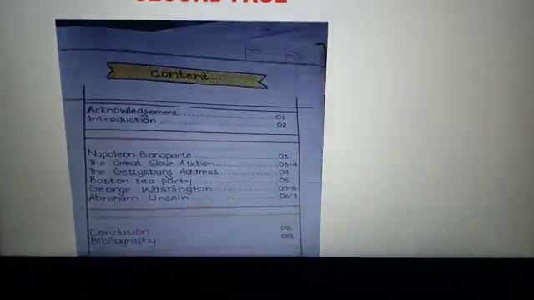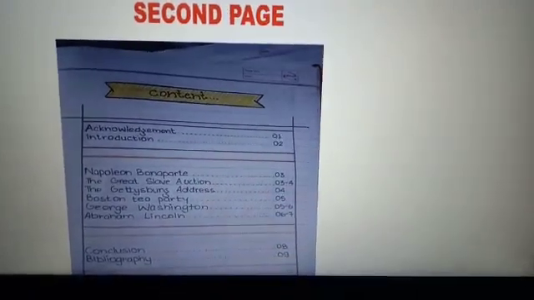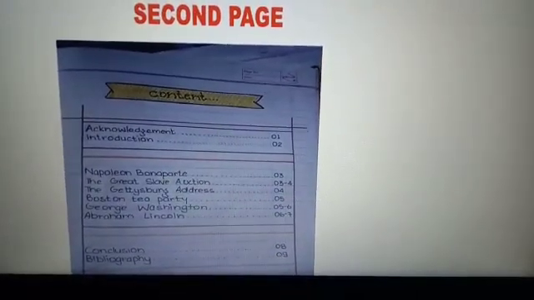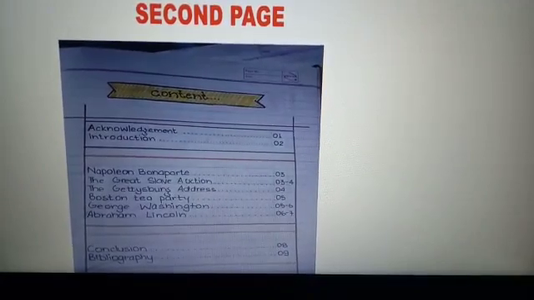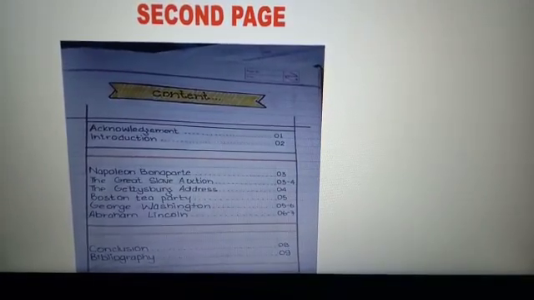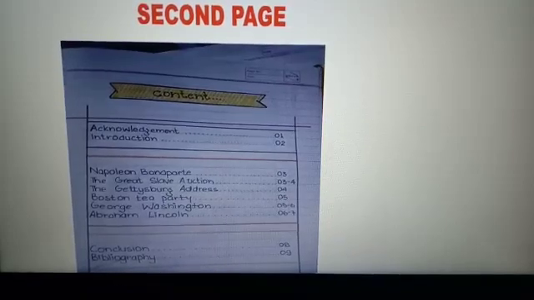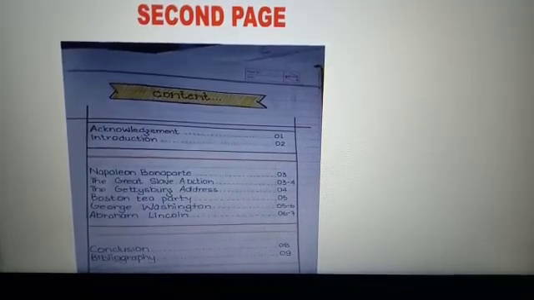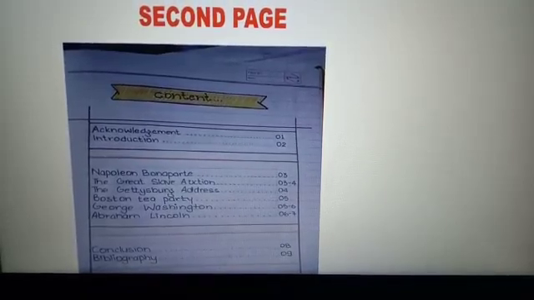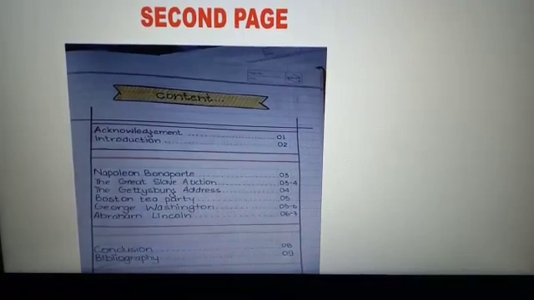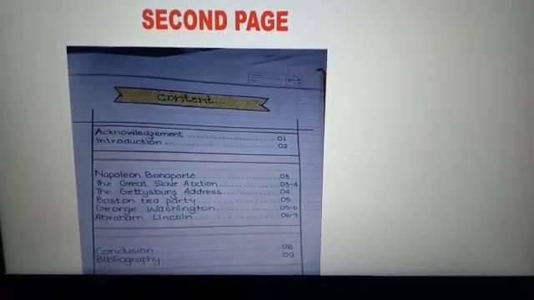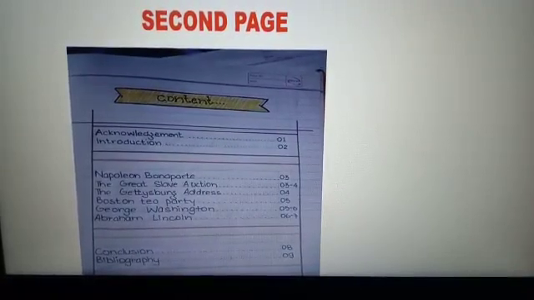In the second page, you will write the content. See the table there in the slide. You have to make a table and write down the content, what all things are there in your project along with the page number. You have to mention the page number on the right hand side. Suppose you are writing the acknowledgement on page number 1, you will write page number 1 on the right hand side and acknowledgement on the left hand side.